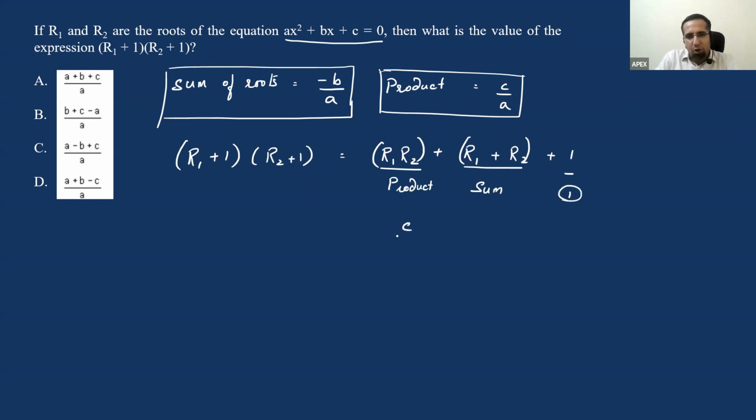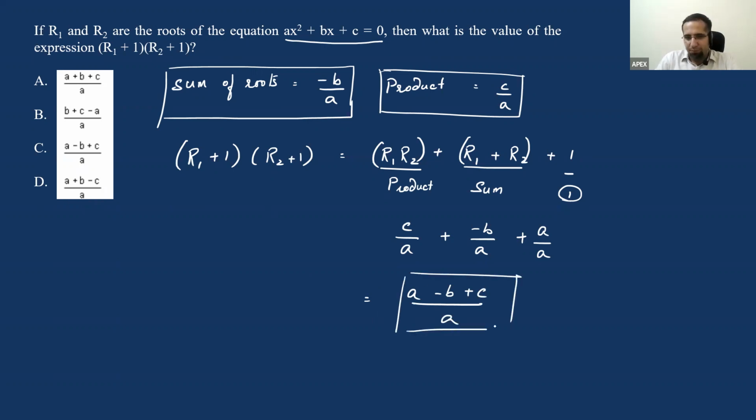So what is the product of the roots here? The product of the roots here becomes c by a. What is the sum of the roots? The sum of the roots is minus b by a. And since the denominator is a, I would rather use 1 as a by a. So if you simplify, this becomes a minus b plus c divided by a is the value of this term. Clear?